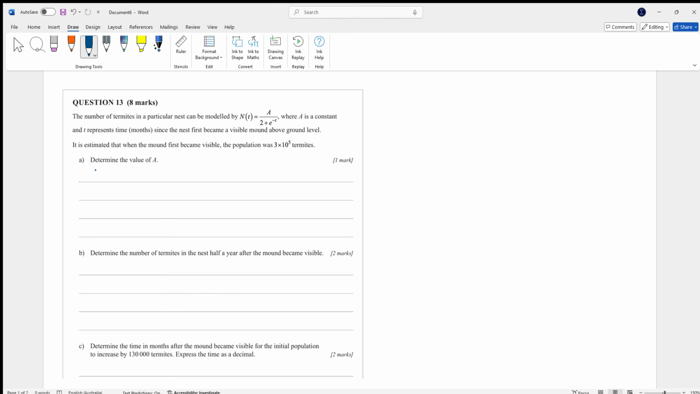Okay, question 13. The number of termites in a particular nest can be modeled by n of t equals a over 2 plus e to the power of negative t, where a is a constant, t represents the time in months since the nest first became a visible mound above the ground level.